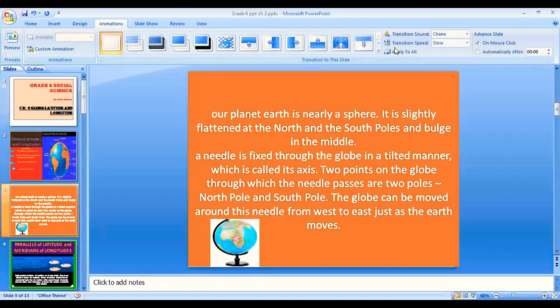Going to start the second chapter, that is Globe, Latitudes and Longitudes. If you remember, in grade 5 also I showed you the globe. You all know what a globe is. Globe is a model of the earth. It gives us a true picture of the shape of the earth. Students, I'll share the PowerPoint presentation, PPT, of this chapter.